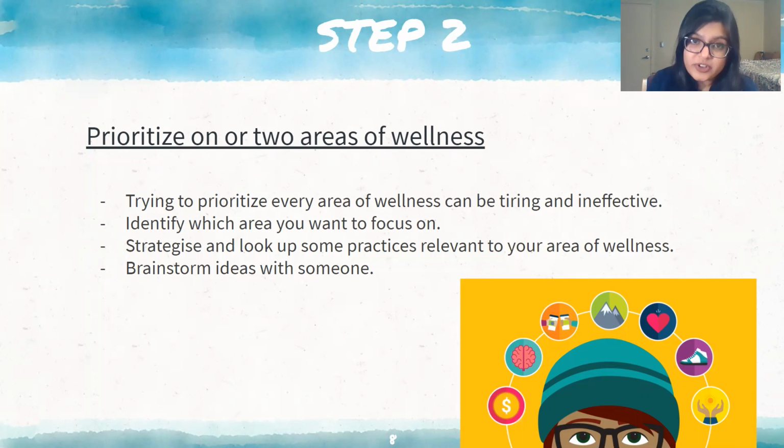And then another part of step 2 is to strategize and look up some practices that are relevant to your area of wellness. So for me, for physical wellness, I wrote down that going on a walk is a good idea. Doing a regular yoga routine could be a good idea, and setting a daily goal for a number of steps that I want to achieve can also be a good idea. For social wellness, I thought that joining an Oregon campus could be helpful, getting meals with friends in the caf could be helpful, and reaching out to a friend that I don't talk to every week can be super helpful.